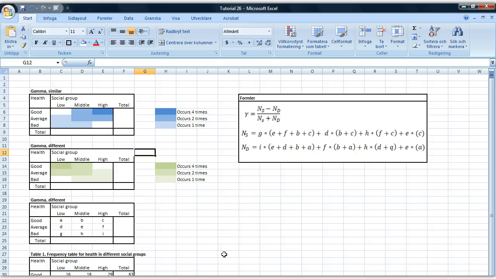Now, in this tutorial, we're still talking about correlation, and we're talking about a new correlation coefficient that we call gamma. Gamma is different from the percent difference correlation coefficient and the use Q correlation coefficient in that it concerns ordinal data.